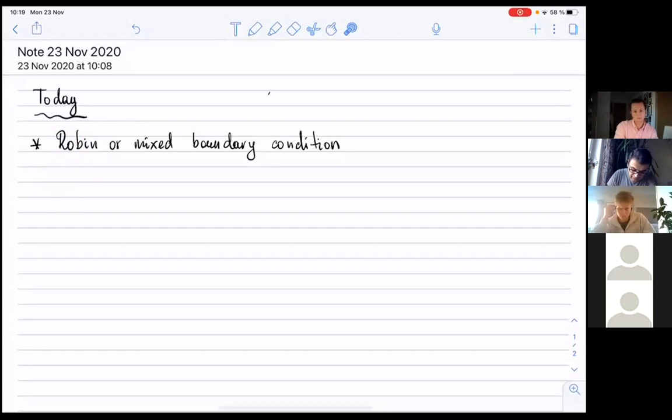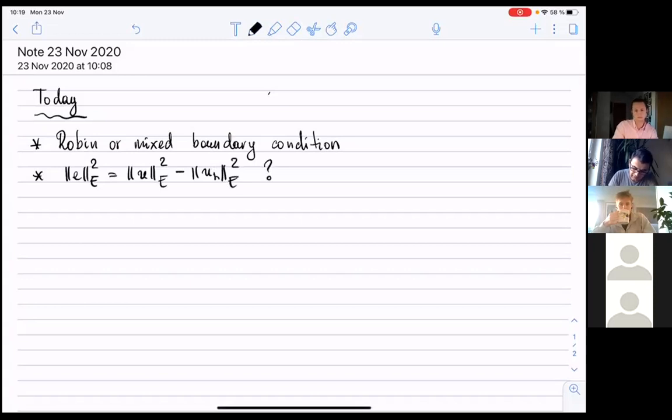Then there were some questions about why the energy norm is equal to u e square minus u h. So there's no e square. So we will comment a little bit about that.